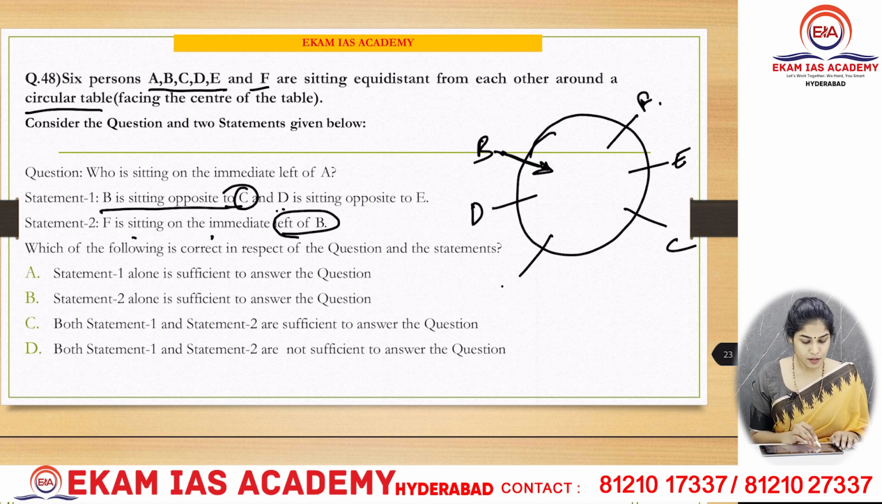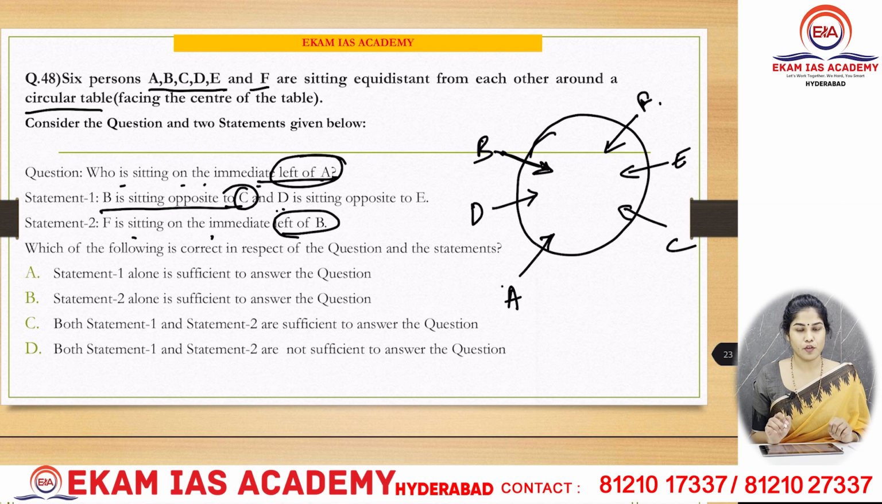So let us read the question. Who is sitting on the immediate left of A? This is A. They are sitting towards the center. Who is sitting in the immediate left of A? What are the options they have given?